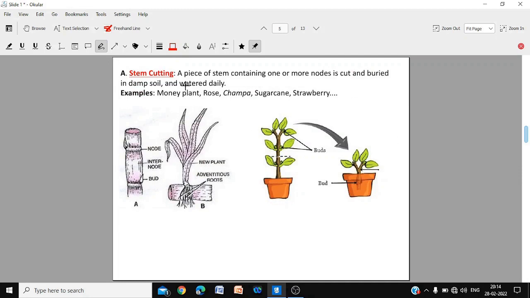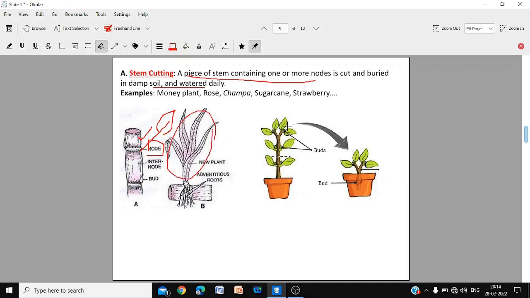First is stem cutting. A piece of stem containing one or more nodes will be removed or cut out and buried in damp soil and watered daily. So this is a stem we have cut, and note that it contains a node, that is a point from which a leaf will arise. So a stem containing at least one node is put in the damp soil and watered every day. You can find that it grows into a new plant.